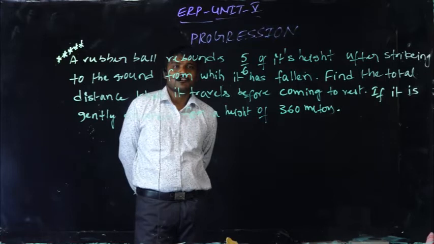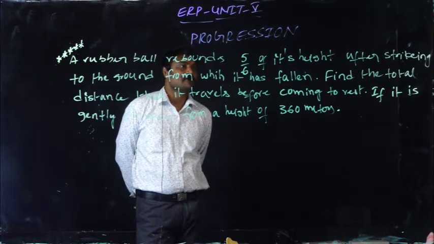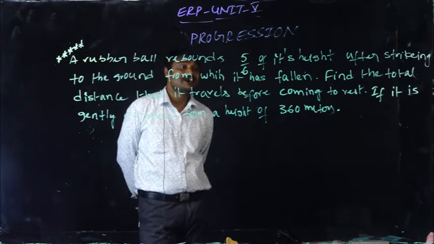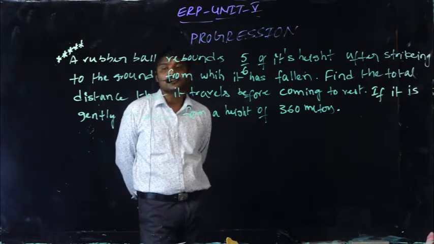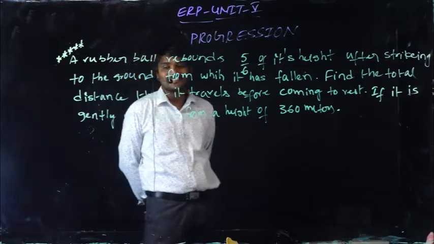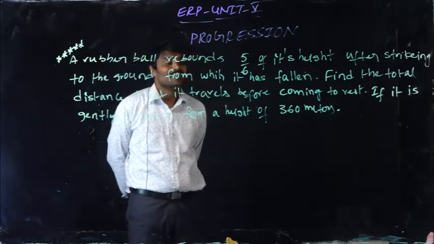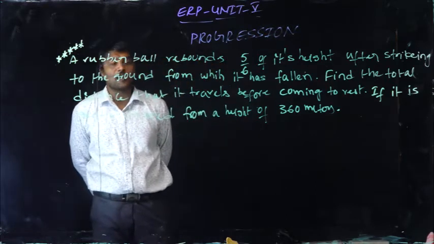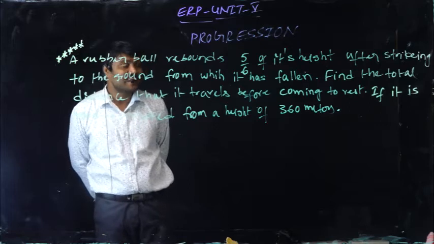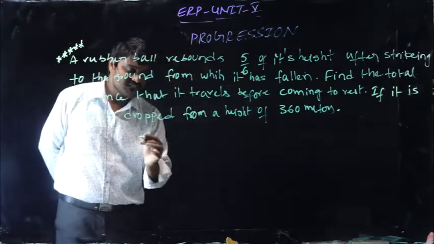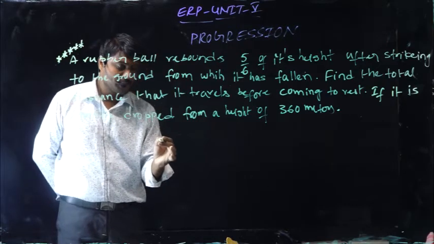A rubber ball rebounds 5 by 6th of its height after striking the ground from which it has fallen. Find the total distance that it traveled before coming to rest if it is gently dropped from a height of 360 meters. So this type of problem, geometric progression, is to calculate distance in an infinite series.